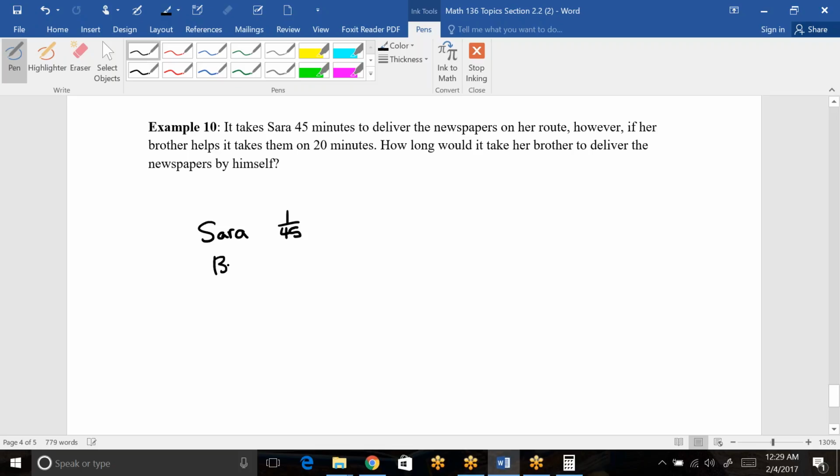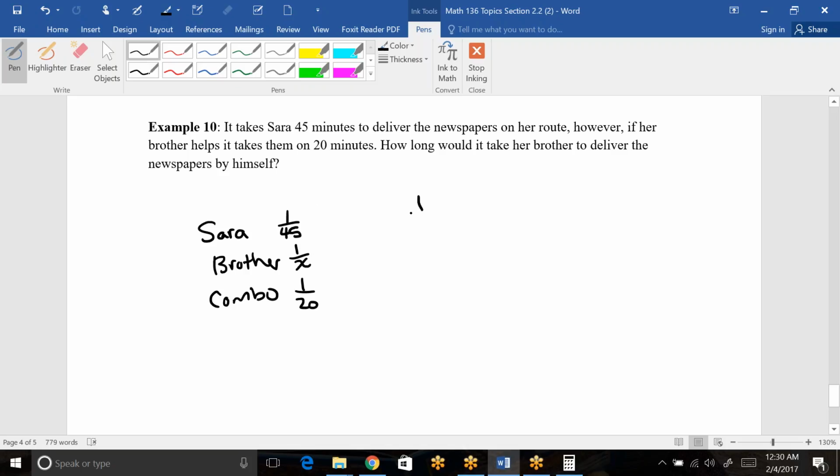Her brother, which we don't have a name for him, we don't know how much it takes him by himself, but we do know because it says if he helps, it takes 20 minutes. So that means the combo is 1 out of 20. So that means the brother is the 1 out of X. It's okay for you not to know either the combo or one of the singles.